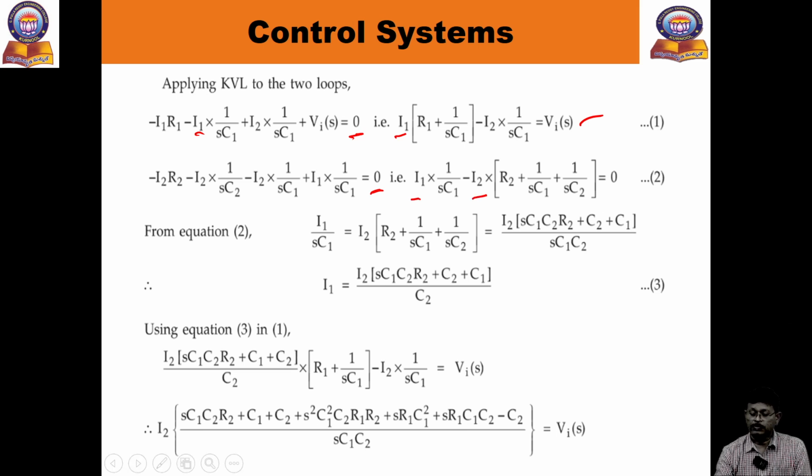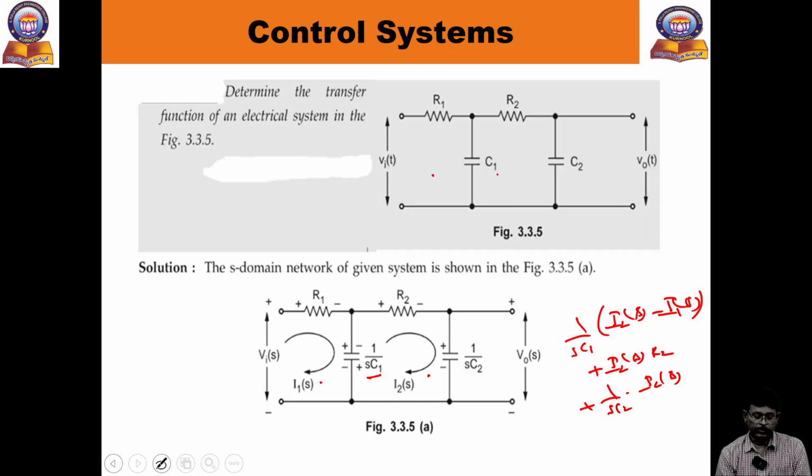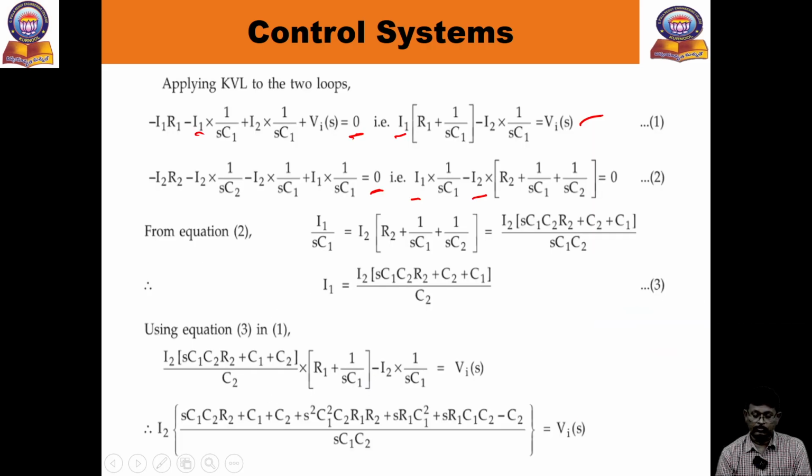So from equation 2 we are taking I2 and I1 SC1. From these two equations I have to eliminate either I1 or I2. Actually, the output equation is in terms of V0 of S by Vi of S, that is output voltage divided by input voltage, that is the transfer function. Now eliminating either I1 or I2. Now I am eliminating I1. So substituting 3 in 1, wherever I1 is, I am substituting. So you will only have I2. I want only I2 terms.